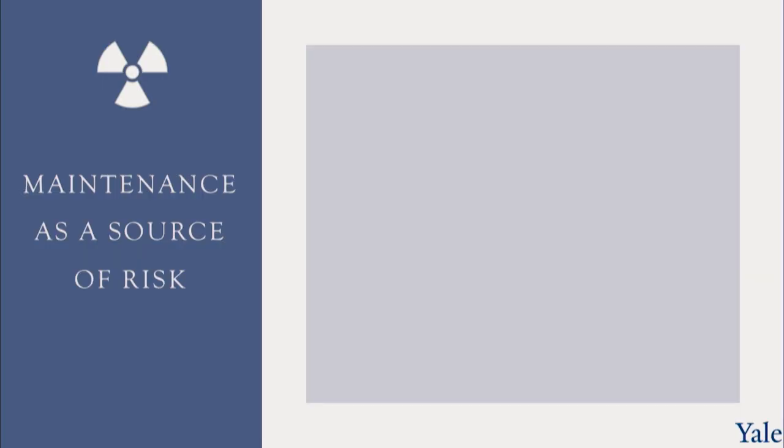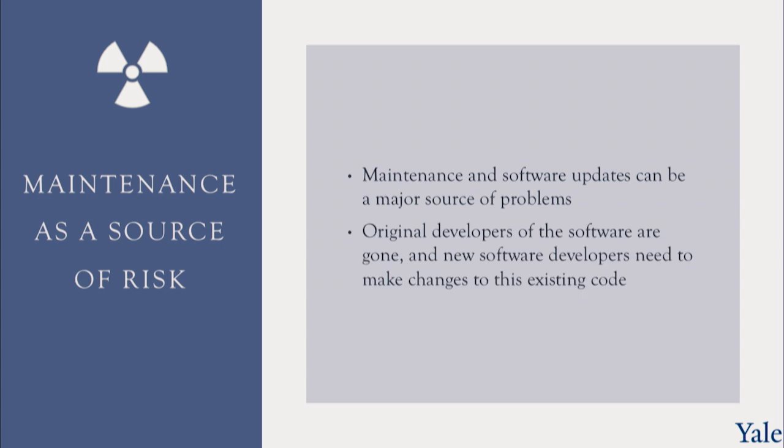There's this vulnerability, maybe this has some workarounds, this is things to watch out for, while we develop a fix to that vulnerability. And maintenance is a massive source of risk. If you remember from the earlier discussions, maintenance and software updates can be a major source of problems. The original developers of the software are gone, and new software developers need to make changes to existing code. And this is by far the hardest job in software development.